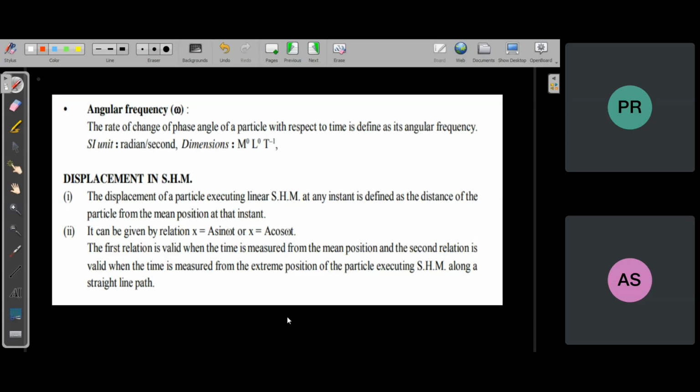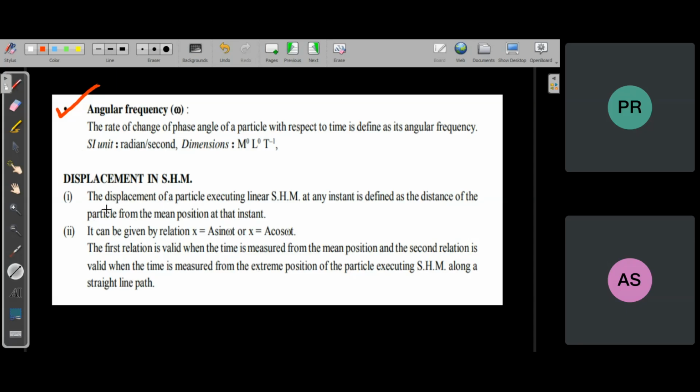Now, angular frequency. What is angular frequency? Angular frequency is simply the rate of change of phase angle of the particle with respect to time. So d by dt of phase angle. What is phase angle? Omega t plus theta. d by dt of omega t plus theta will be omega, right? Which is the angular frequency. The rate at which phase angle of the particle changes with respect to time is called angular frequency.